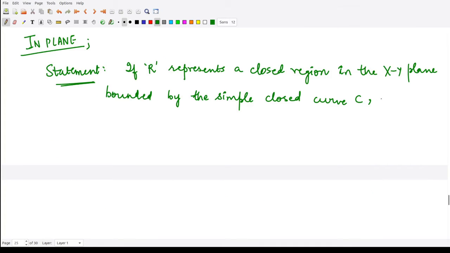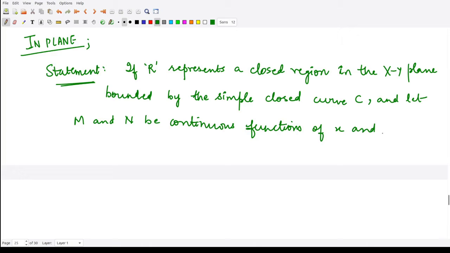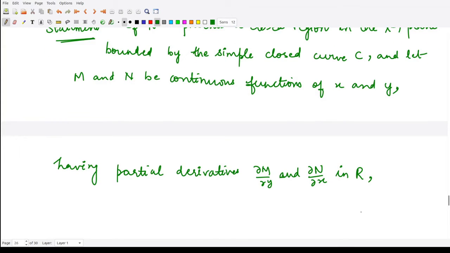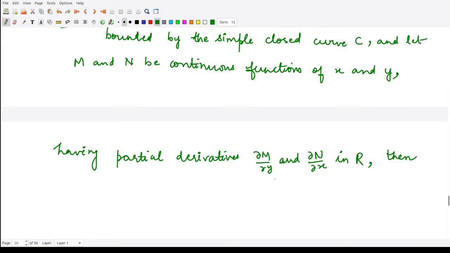Another thing is that, let M and N be continuous functions of x and y, which have partial derivatives del M by del y and del N by del x in the region R. So that means we have the functions M and N whose partial derivatives are defined in that particular region. Then according to this theorem, we have the result.